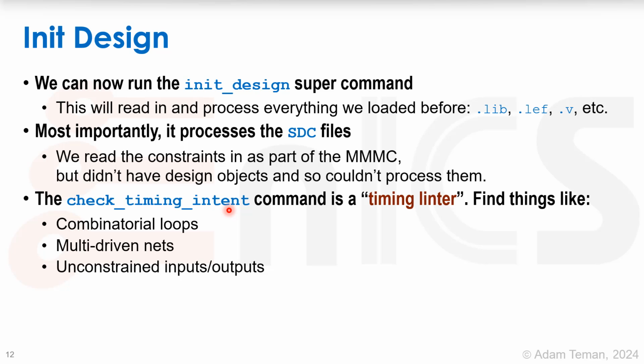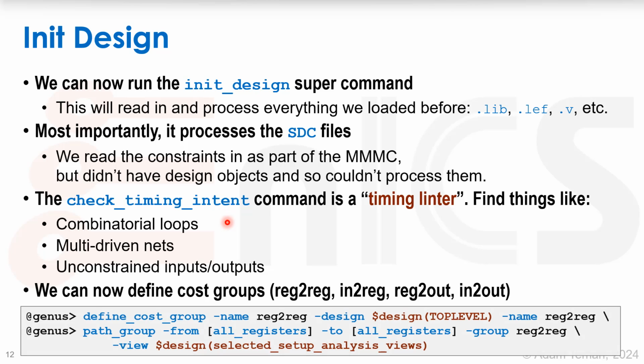Okay, we also can do something now. We can define cost groups. So cost groups are the reg to reg, into reg, reg to out, into out groups of paths. We may want to make other groups of paths. We couldn't do it before because we didn't have our actual design handles. So now we can do it. So how do we do it? We have a command define cost group, and then we use this command path group from all registers to all registers. We'll make a reg to reg type of a group, and we give it a certain analysis view.